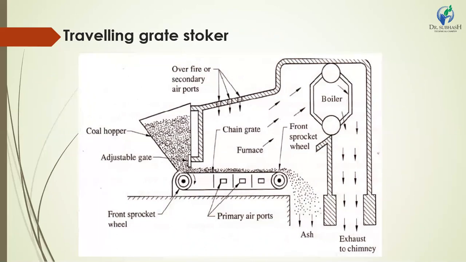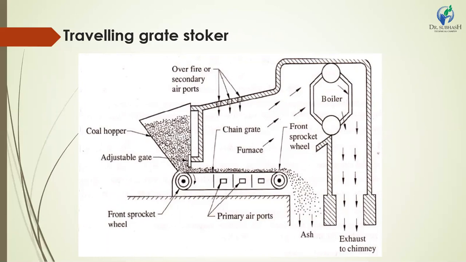The stoker may be chain grate type or bar grate type. These two stokers are similar and differ only in the grate construction. Traveling grate is also known as conveyor stoker. The figure shows a traveling chain stoker. It consists of a totally flexible and endless chain, which forms the support for the fuel bed. The chain travels over two sprocket wheels.